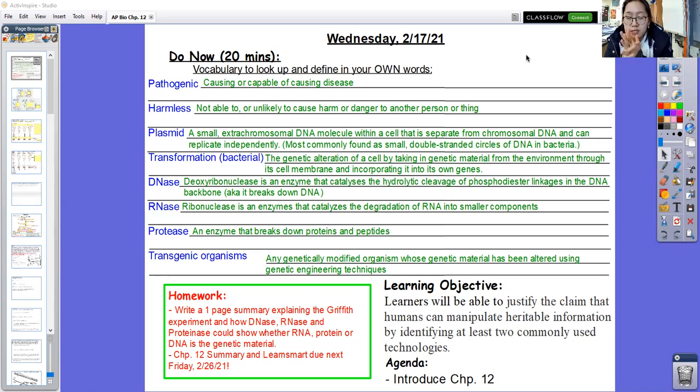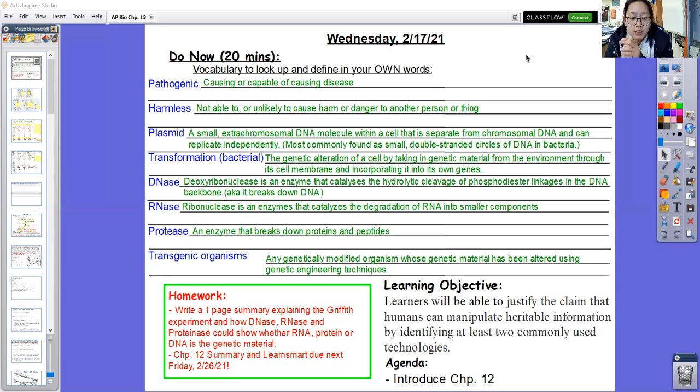Protease, notice again, it still has an -ase ending. It's an enzyme that breaks down proteins and peptides. And lastly, transgenic organisms are any genetically modified organism whose genetic material has been altered using genetic engineering techniques. That could be from bacterial transformation, it could be PCR, or CRISPR, which we know can actually alter the human genome. We don't actually do it, but we could. So those are the terms that you want to know going into this chapter.